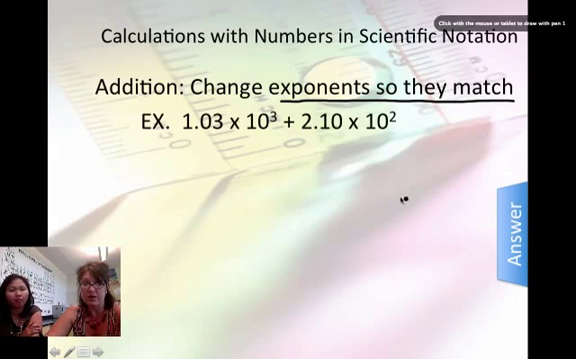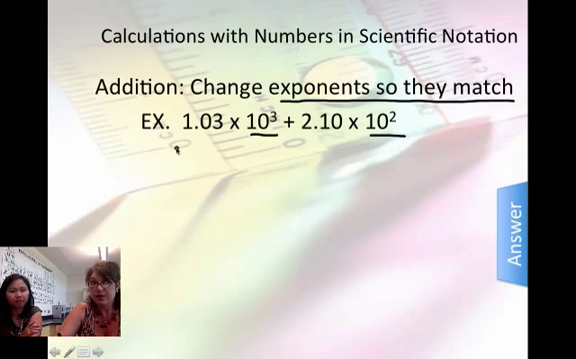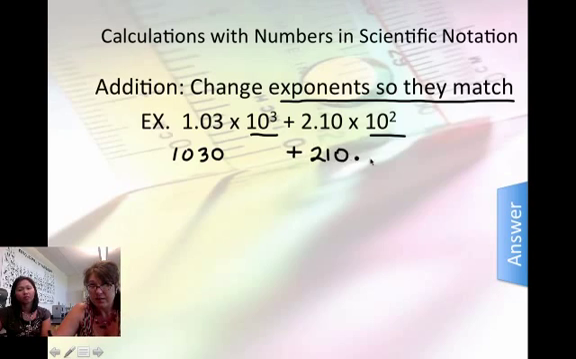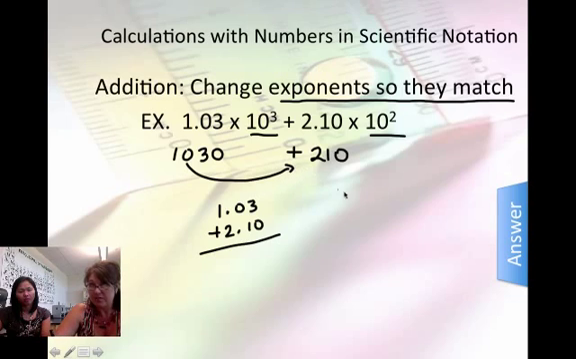Here's an example where I have 10 to the third and 10 to the second. Just to be clear, I'm going to write these out in decimal form. 1030 is 1.03 times 10 to the third, and 210 is 2.10 times 10 to the second. If I'm adding these two numbers together, I cannot just put 1.03 plus 2.10, because that's not what I'm adding together. So this wouldn't be correct.